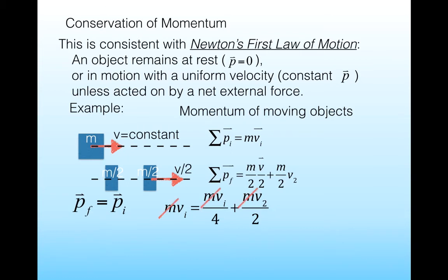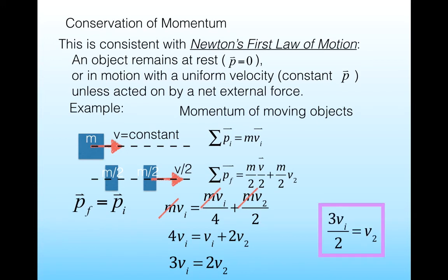We can cancel out the m's from all of this, and we can multiply both sides by 4, so that gives us 4vi is equal to vi plus 2v2. We can gather all the vi's together, so that gives us 3vi is equal to 2v2. Divide both sides by 2, and we get that v2 is actually equal to 3/2 vi. So that means that that second block is actually going to move at a speed 3 times faster than the first block in order to conserve the momentum.